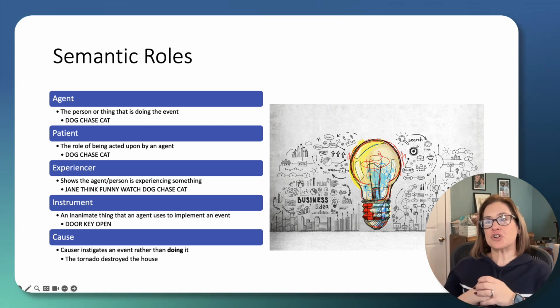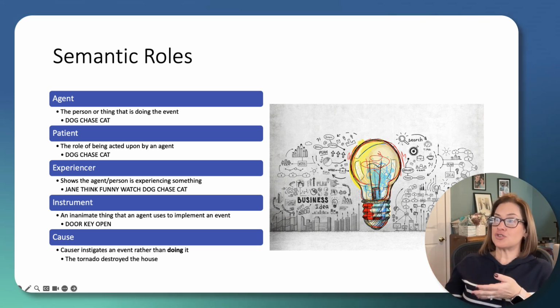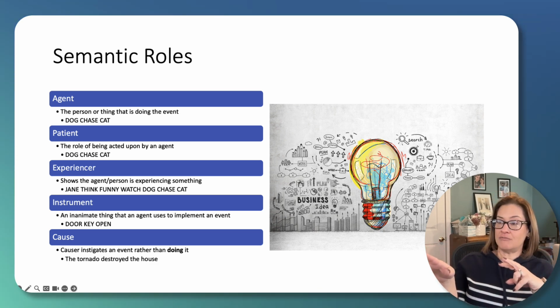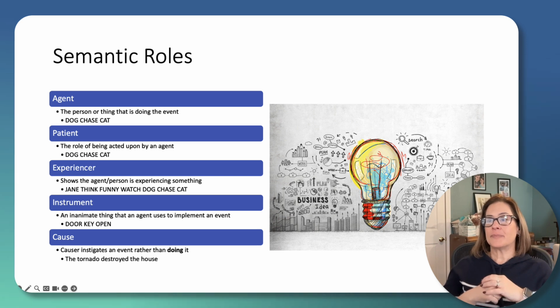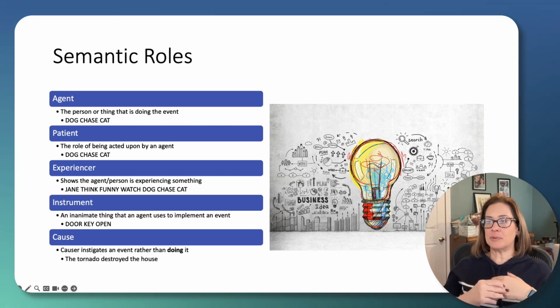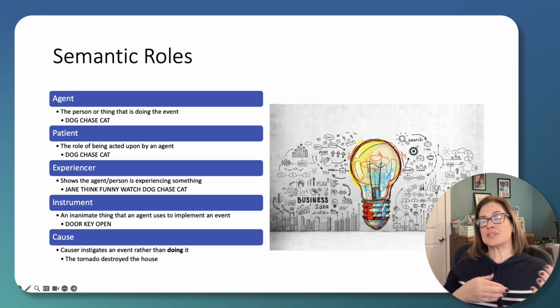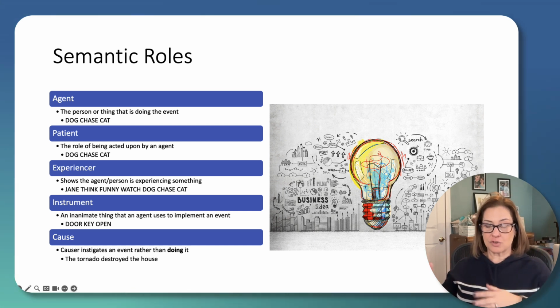The experiencer shows the agent or person is experiencing something. So Jane, think, funny, watch, dog. So Jane is now thinking and she's watching the dog chase the cat, and it's funny. Instrument is an inanimate thing that an agent uses to implement an event. So door, key, open. Cause. The causer instigates an event rather than doing it. The tornado destroyed the house.